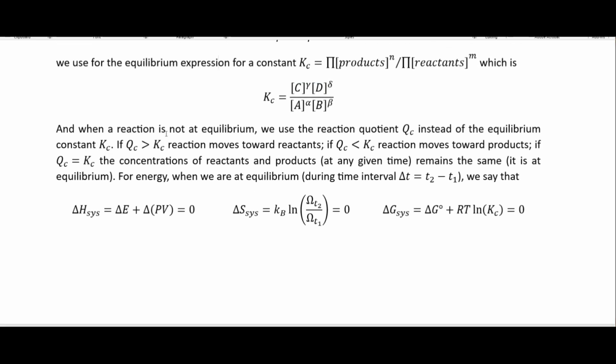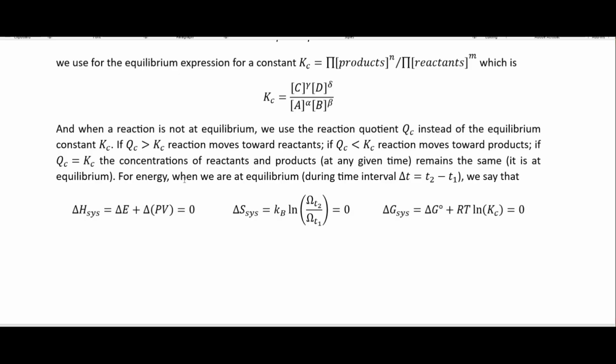And when a reaction is not at equilibrium, instead of Kc, we use what's called a reaction quotient, or Qc, instead of the equilibrium constant Kc. If Qc is greater than Kc, the reaction will proceed towards the reactants, because now we can see that we are top heavy in this ratio of products to reactants. If Qc is smaller than Kc, then the reaction will move towards products. If it's equal to Kc, then we're at equilibrium, and we do not get any net change in the concentrations of products or reactants.